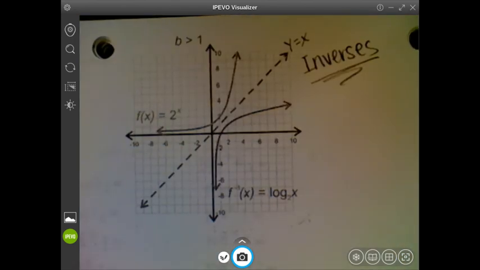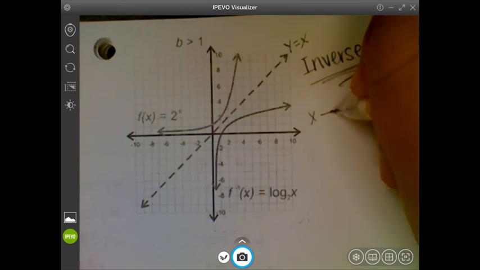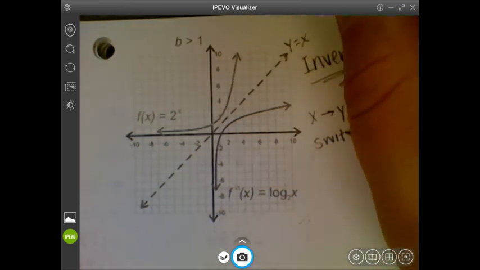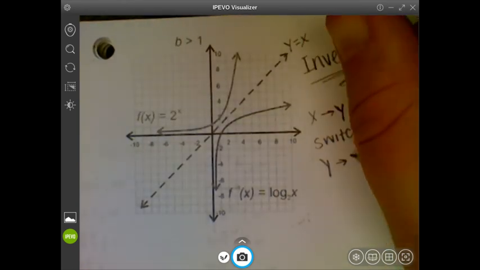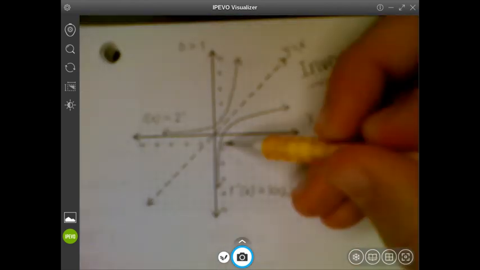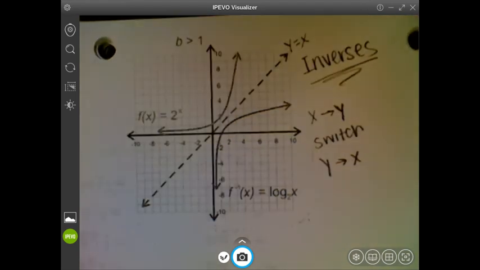So if you absolutely don't know what I'm talking about, my question is, have you done the inverse section yet? So it's a reflection there. And the main thing that you need to remember about this reflection is that your x's and your y's will switch. So your x's become your y's, and your y's become your new x's on your inverse. And that's what we're going to use to help us graph these. We're going to use the fact that this graph is formed because all the x and y values flip-flopped. They switched.